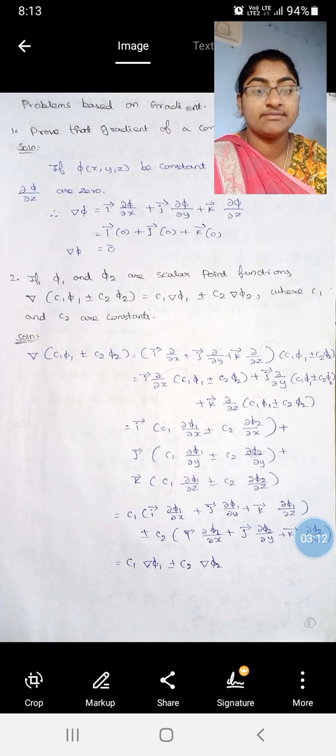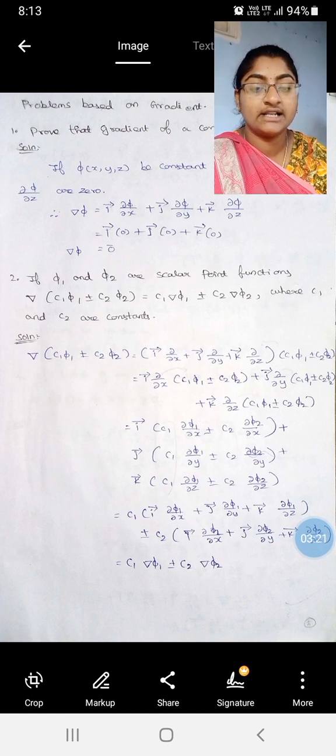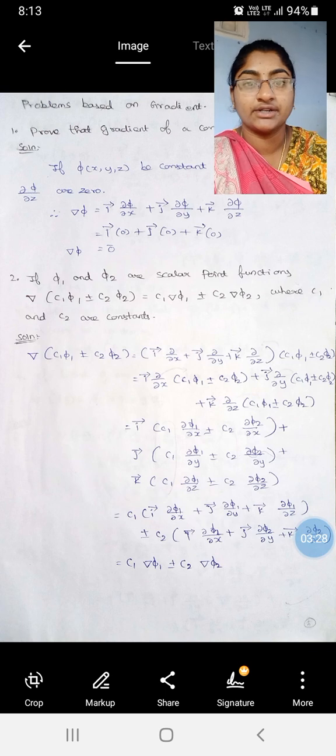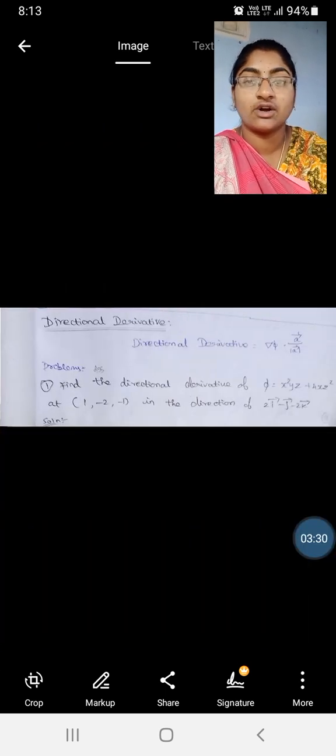Similarly plus or minus, I am taking c2 as common. Hence the bracket will contain phi 2. We know the formula for the bracket, which will be del phi 1 and del phi 2. Hence my right hand side will become c1 del phi 1 plus or minus c2 del phi 2. So these are the problems based on gradient.